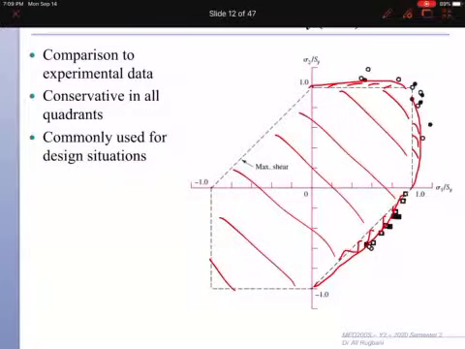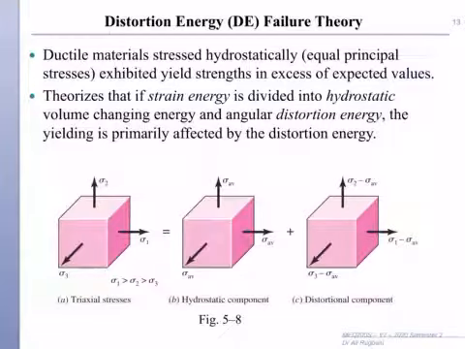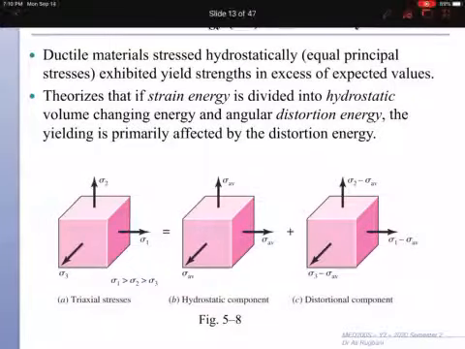So the second theory, distortion energy, is a modification of the maximum shear stress theory, and in this theory we add this safe area.